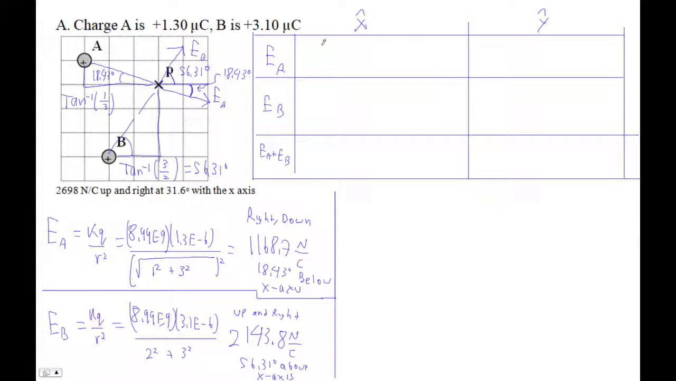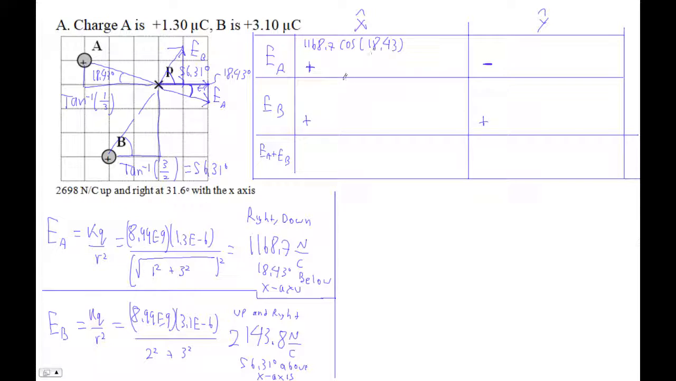So let's see, the X component is going to be 1168.7 cos of 18.43. Right, because this is the X component. The Y component is going to go down, right? So this guy in the end is going to be positive. This Y component will be negative because we went down, right? This X component for this guy will be positive. The Y component will also be positive.